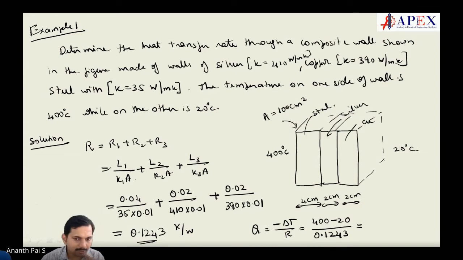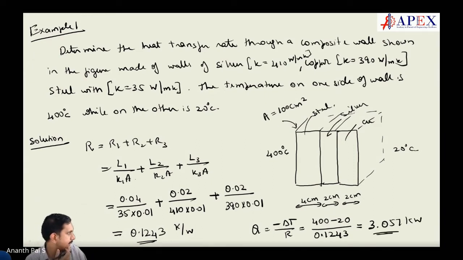We have converted already into Kelvin because the difference is the same. Whether it's degree or Kelvin, it is the same difference we are talking about. What is it? 3.057 kilowatt is the heat transfer rate. Okay?